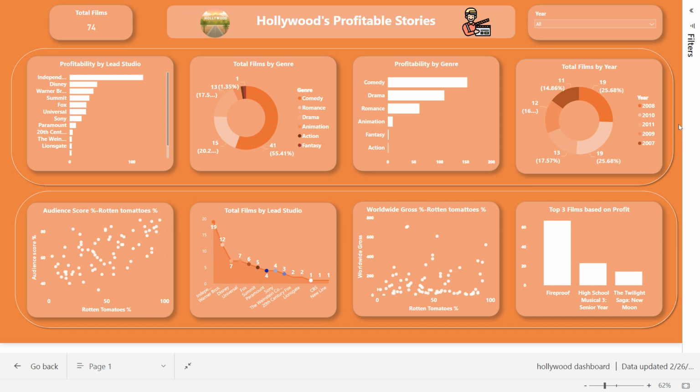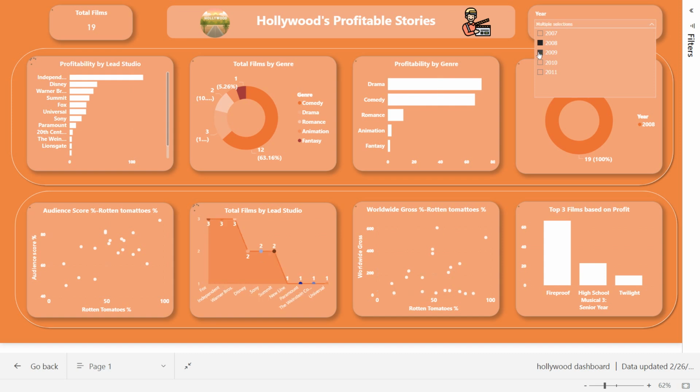Top 3 films based on profit using a clustered column chart, and I used a card to display total films, which is 74, and a slicer to filter based on year. That's 5 years in total. Let us filter for 2008 and 2009.